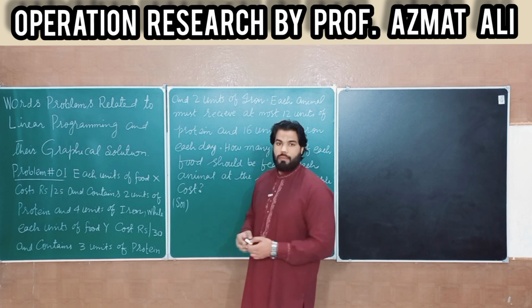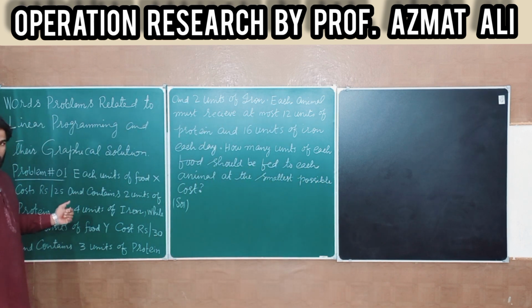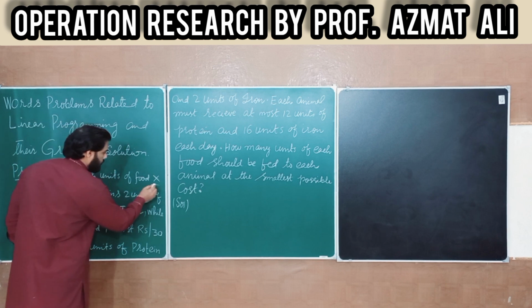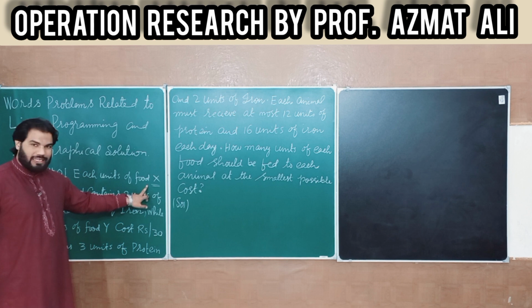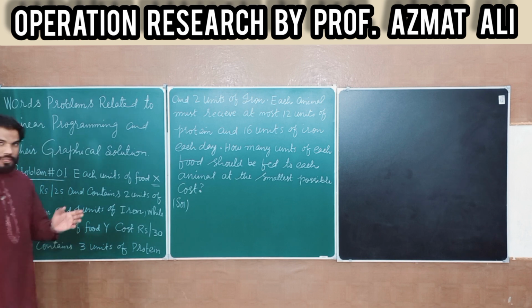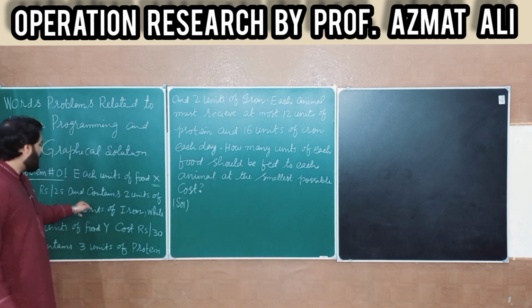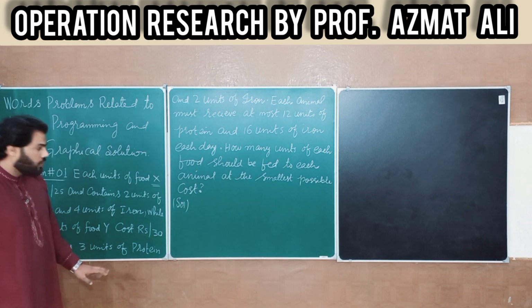So, let us start problem number 1. This is a statement type question. The question says that each unit of food X, here we have two types of foods. The first food is food X, and each unit of food X is worth rupees 25 and contains 2 units of protein and 4 units of iron.